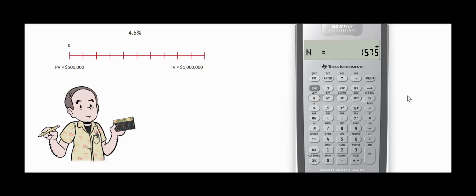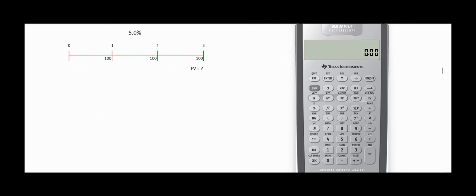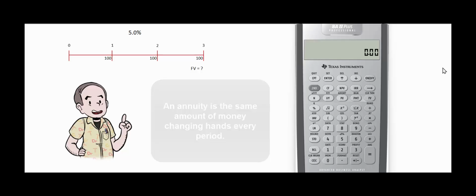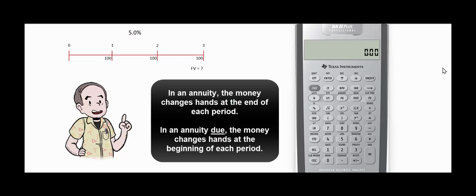and we get 15.75. Let's talk about annuities. Annuities is the same amount of money every period being received or being paid out. And an annuity is a situation where the money is paid at the end of the first period, at the end of the second period, at the end of the third period.